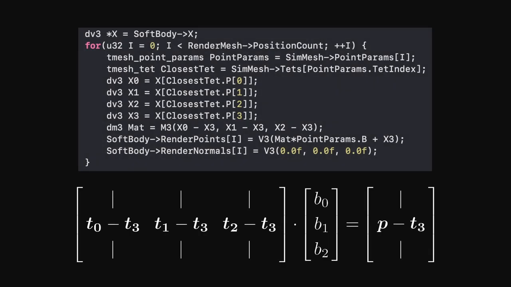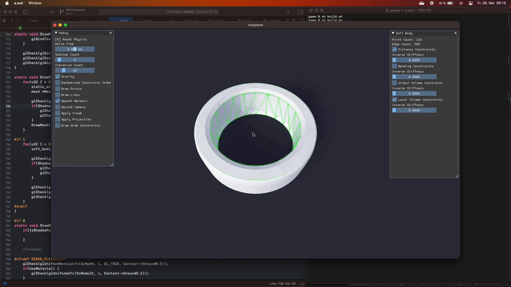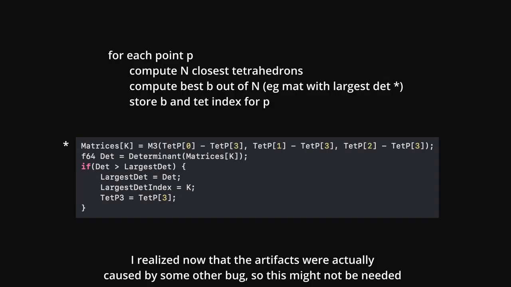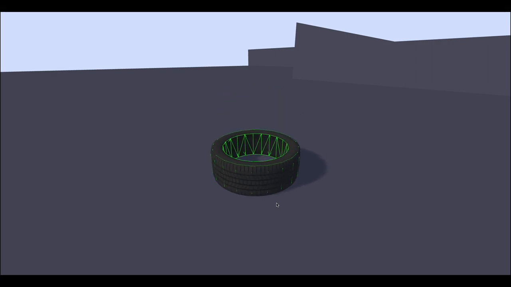While simulating, I constantly get a differently deformed tetrahedral mesh and just update the render mesh points using its barycentric coordinates and this equation. However, sometimes the deformation had some artifacts. While debugging, I noticed that the matrix of these points looked different than the ones of the other points. So instead of just choosing the closest tetrahedron, I chose the closest tetrahedron out of the ones that had the best matrix. In this case, I chose the matrix that has the largest determinant, meaning it's furthest from zero. With this fix, it works exactly like I imagined.